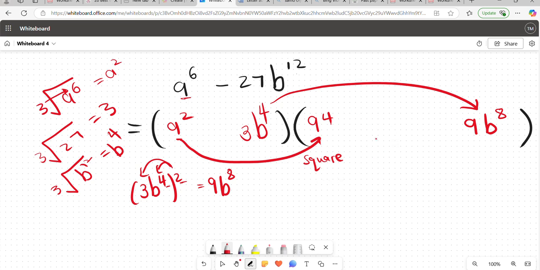All right. Then how do I get the middle guy there? I take that first term and I take that second term and I multiply them. So a squared times a 3b to the 4. I'll get a 3a squared b to the 4. And that's this guy that goes there.